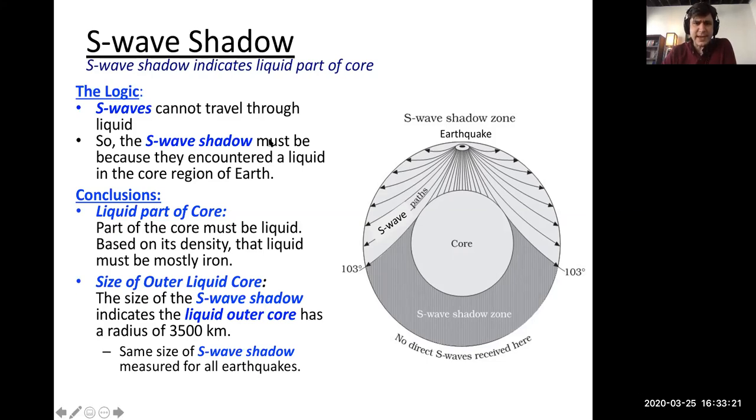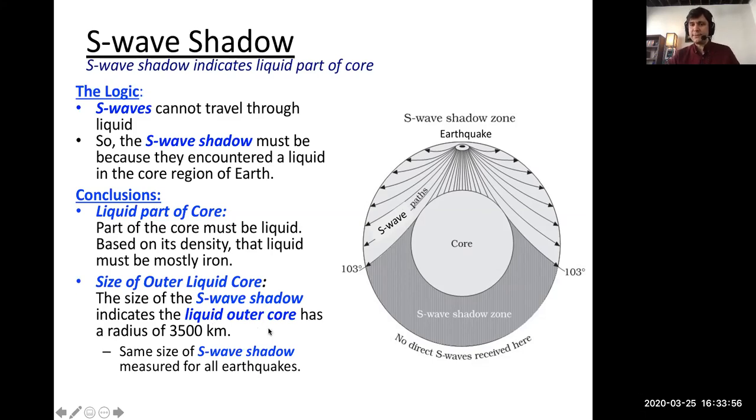Well, if S waves can't travel through a liquid, and we had a core that's made out of liquid, like liquid metal, then the S waves wouldn't be able to travel through it, and we would end up with an S wave shadow. So this is really showing us that our core, or at least the outer part of it, has to be liquid. And then we can use the size of the S wave shadow to determine that the distance from the core to the surface is 3,500 kilometers.